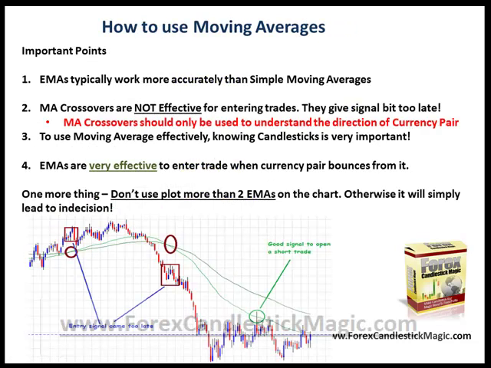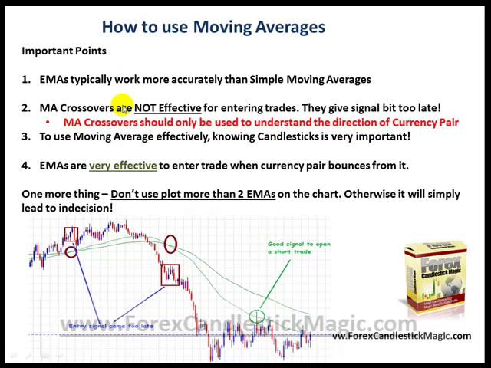Here are some important points which I want you to take note of and remember. Typically, as per my experience, exponential moving averages are more accurate than the simple moving average. I don't know what the reason is. I guess it is because the exponential moving average gives more importance to the recent price points, whereas the simple moving average tends to give equal weightage to all the prices or all the candles.